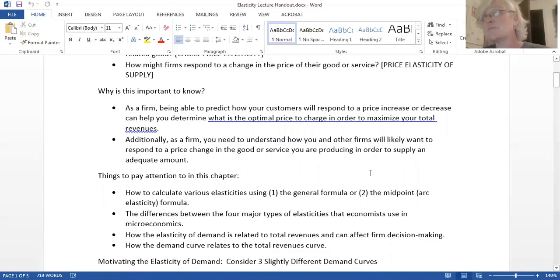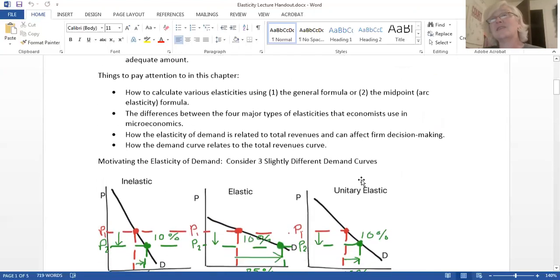As a firm, you also need to know how you're going to respond to changes in the price of your good or service. How much are you going to amp up your production when the price goes up? How much are you going to cut back when the price falls and you can't afford to produce as much as before? And so that elasticity of supply is really important for a firm to understand, like a farmer, for example.